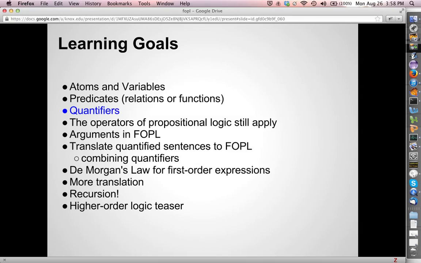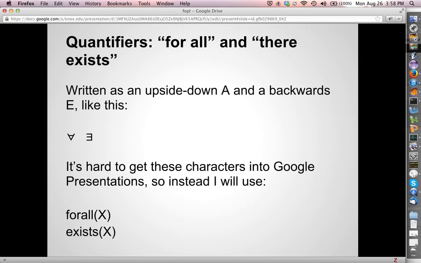So let's talk about quantifiers. This is one of the key differences between propositional logic and first-order logic. The quantifiers are for all and there exists, and they're typically written as an upside-down A and a backwards E. So the symbols actually look like this. You can see the upside-down A and the backwards E.